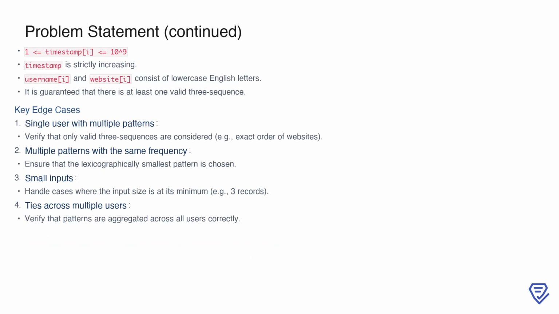Now let's consider the problem constraints and some key edge cases. First, the length of the input arrays will always be at least 3 and at most 50. The timestamps are strictly increasing, ensuring that the order of visits is unambiguous. Both usernames and website names consist of lowercase English letters. Additionally, there is always at least one valid 3 sequence. Important edge cases include handling single users with multiple patterns, ensuring proper lexicographical comparison when frequencies tie, and correctly aggregating patterns across multiple users. These constraints and considerations guide us in implementing an accurate and efficient solution.